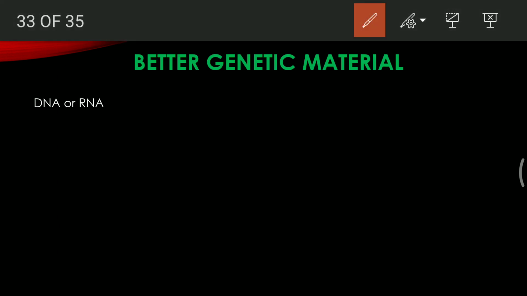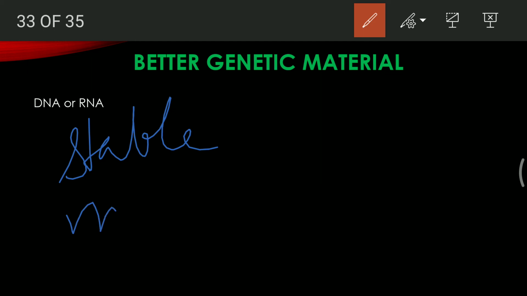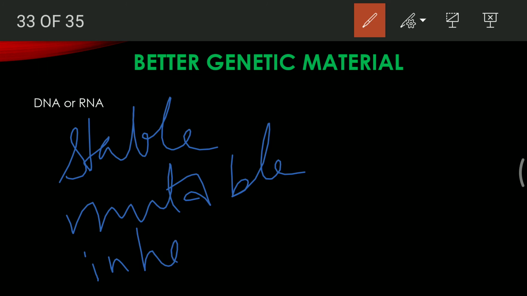Now, as an end, we get to know which one is a better genetic material. For this, let us have a few points. You already know that DNA and RNA both are genetic material. Why? Because they are very stable. They have high mutation capability. They can be forwarded from one generation to another. So inheritance can be seen in them.